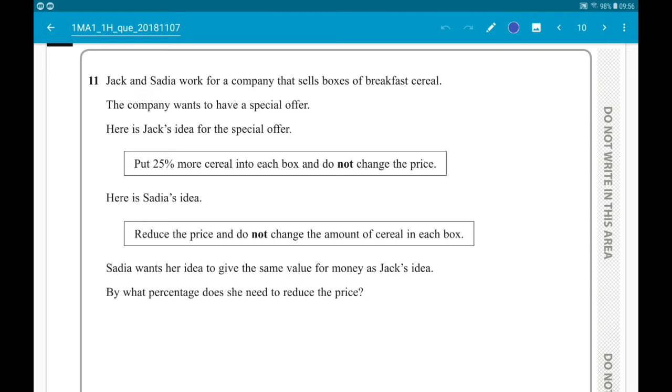Sadia wants her idea to give the same value for money as Jack's idea. So that means the same amount of cereal needs to cost the same amount of money. By what percentage does she need to reduce the price? Okay, so this is a question where we need to be clever about the numbers that we choose. So I'm going to, for the sake of ease, say that a normal box has 100 grams and costs £1.